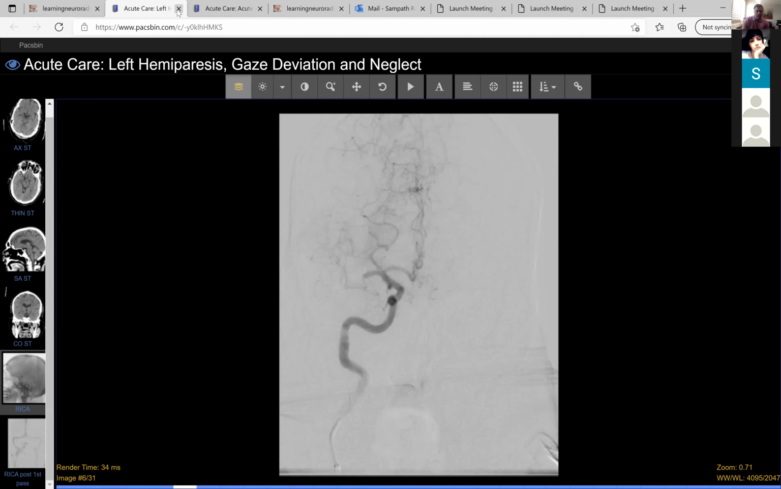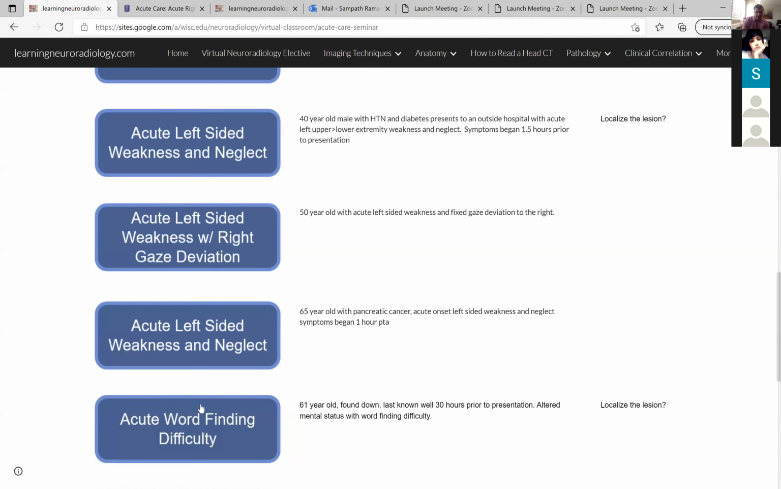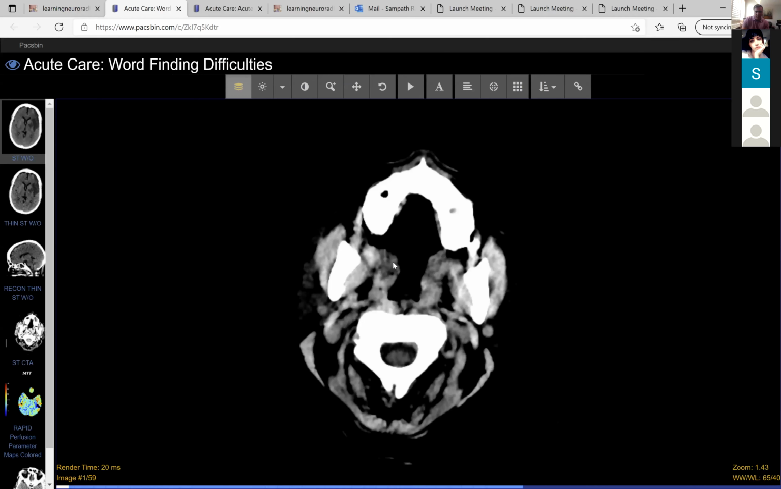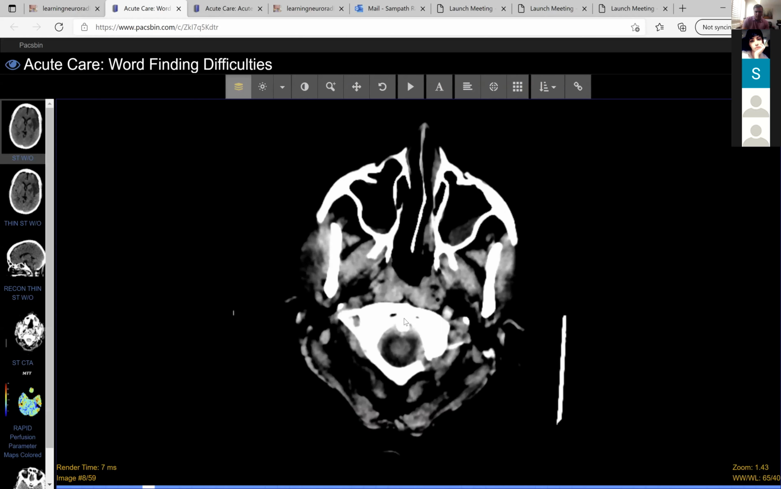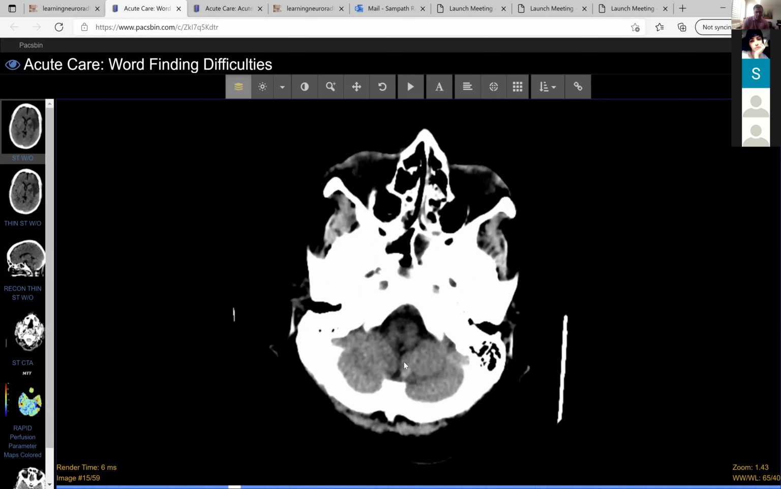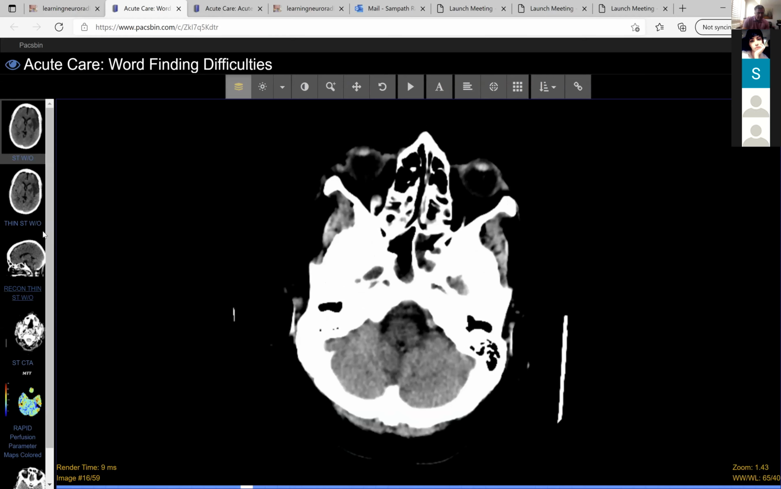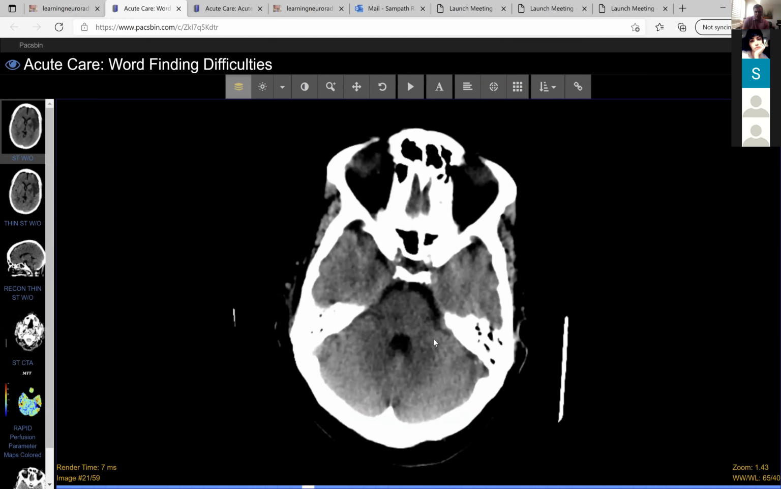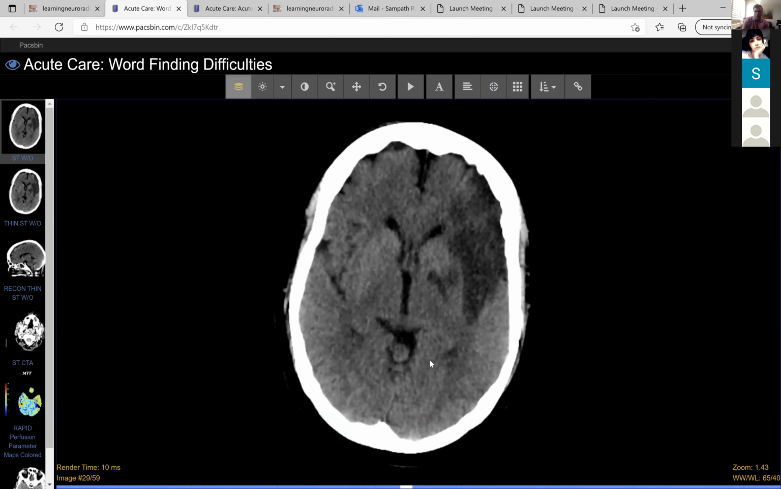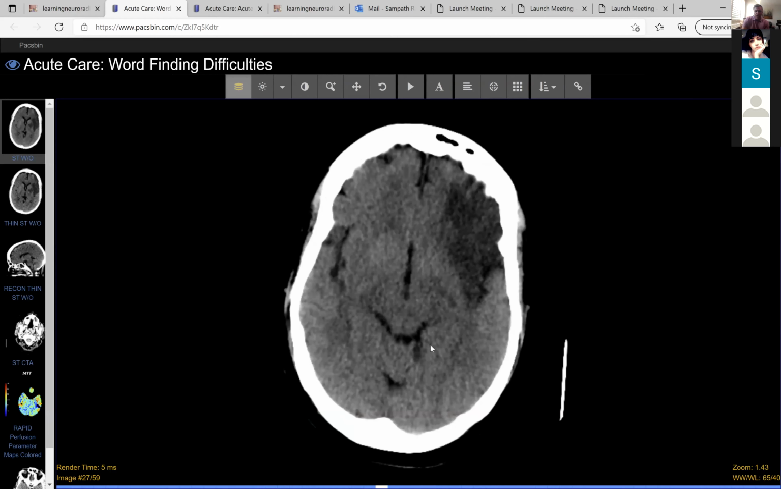Let me go to the next here. One more case, acute symptoms in terms of word difficulties. So in this case, I just want to show you how an old infarct happens to look.